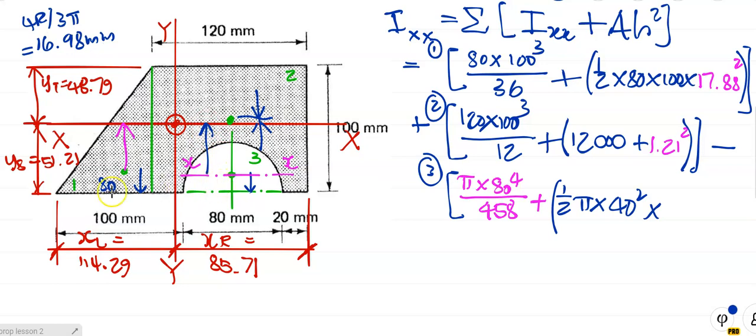Can we work it out? Yes, we can. It's y bottom, take away 16.98. So it's 51.21 take away 16.98, and that equals 34.23.